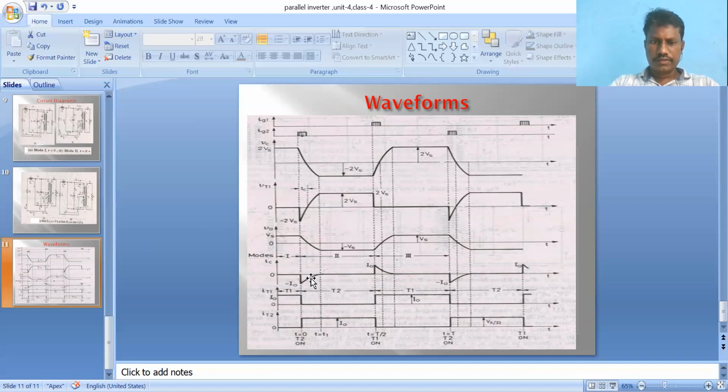Capacitor current: here only the capacitor current will develop. What is IT1 during the second mode? T1 is off state. So what is IT1? 0. IT2 is equal to the load current. So during this mode, the second thyristor turns on, the first thyristor turns off, and the capacitor voltage is minus 2 VDC once T2 is on state. When T1 is on state, the capacitor voltage is plus 2 VDC. Like that, the voltage waveforms are presented.